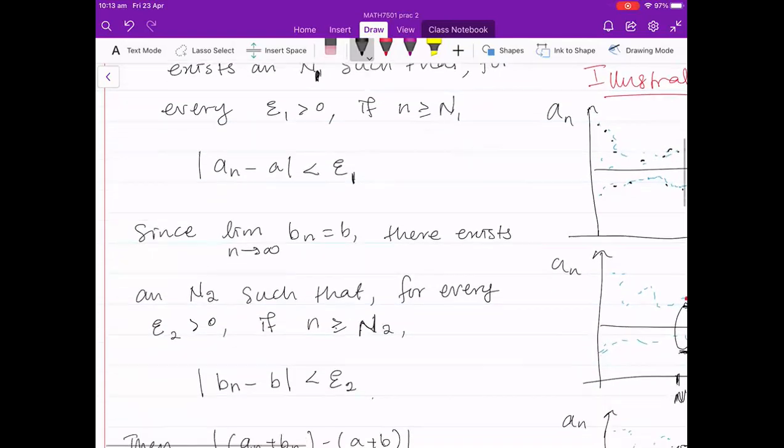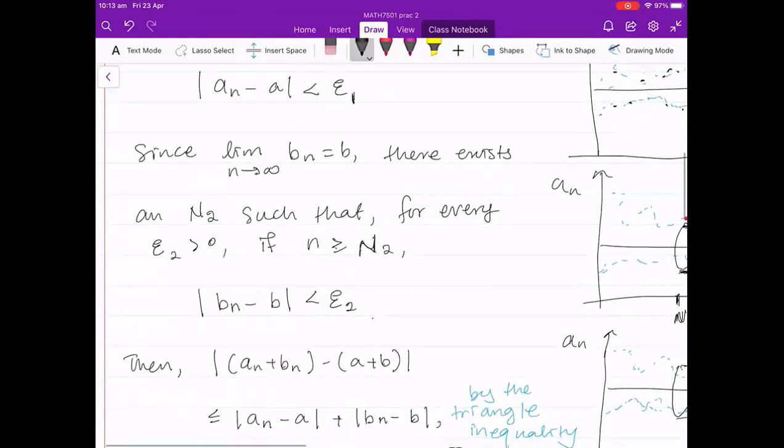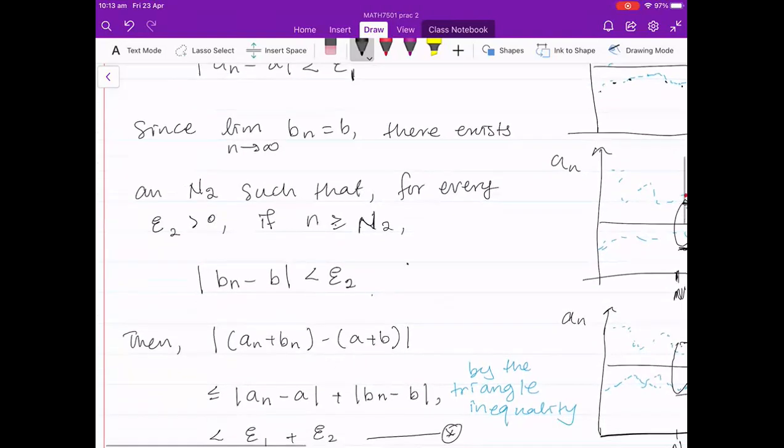Then from the second statement, similarly, since the limit of b_n is b, we can still say there exists an N2 such that for every epsilon 2, if n is bigger than or equal to N2, then we have this result here. Okay, so that's by the definition of the limit.